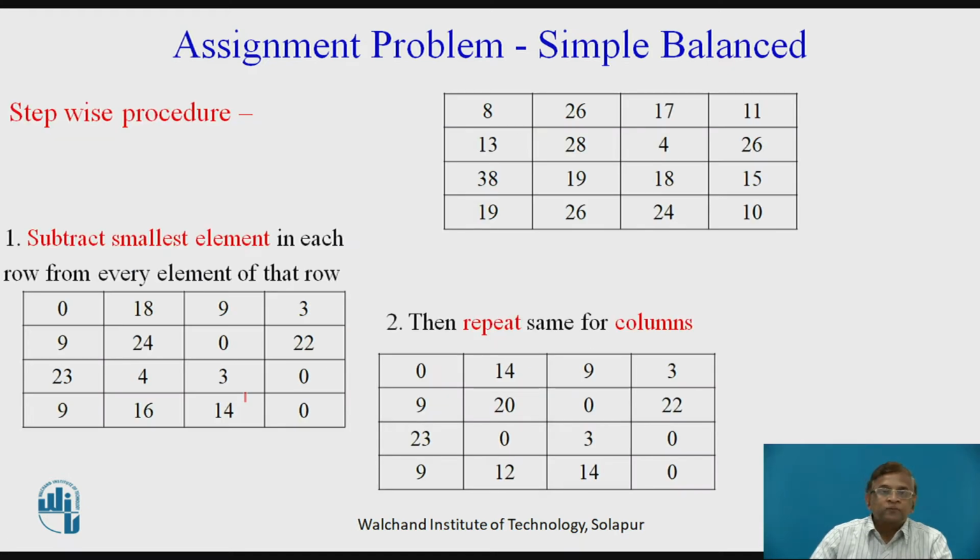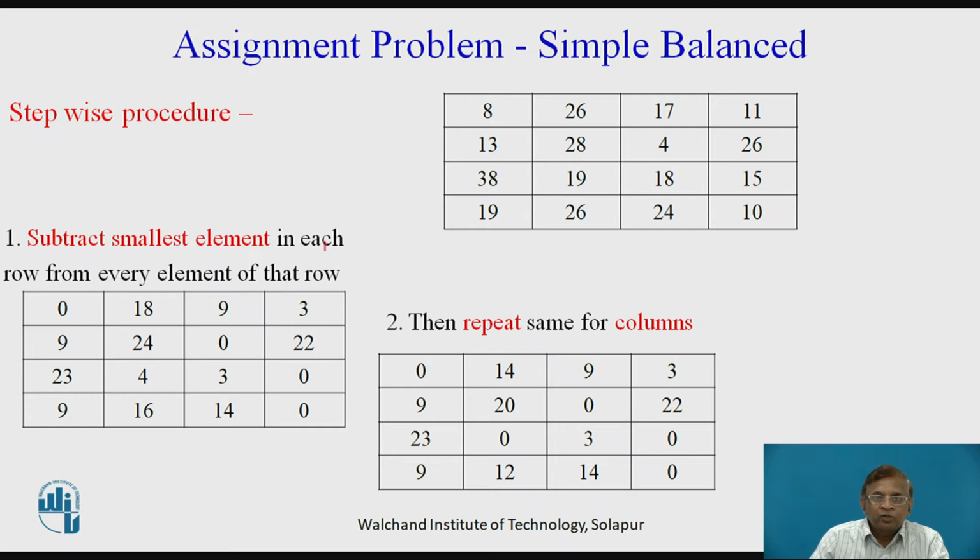Now, here if you see, the same problem is tabulated on the top right side, and the very first step we have, look to the left middle table, step 1. The given problem is on the top right side, and now I am talking about the first step, left middle table. Subtract the smallest element in each row from every element of that row.